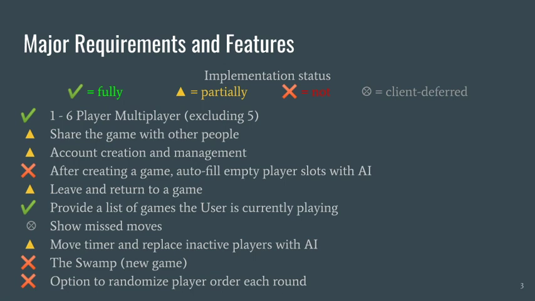The Swamp is a variation of the game where obstacles can't be jumped over. The client requested this and another variation with randomized turn order each round, known as Who's First or Who's Next. Both of these were our lowest priorities, and we did not end up doing any work on them.